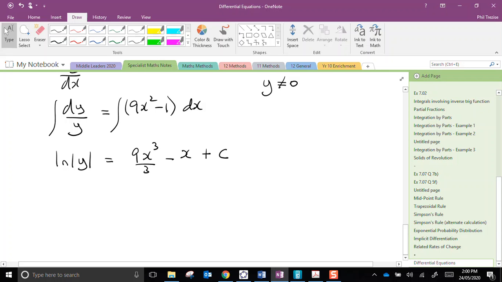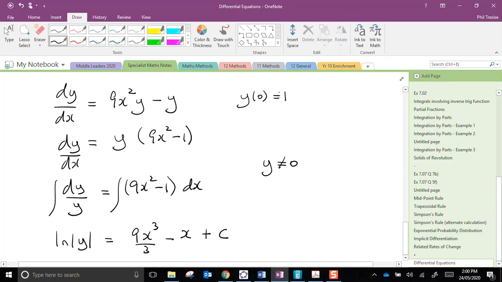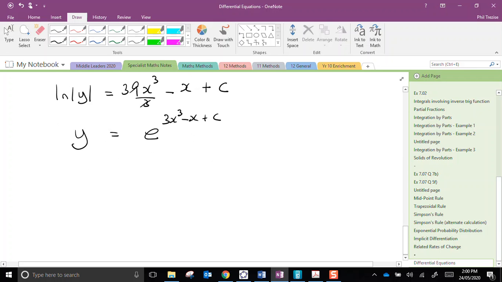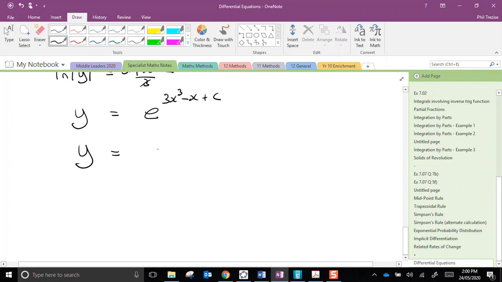Now, we were given an initial value over here that y equaled this. So let's keep going. I note here that 9 divided by 3 would be 3x cubed. So writing this in exponential form, y would equal e to the power of 3x cubed minus x plus c. Now we saw this in the last one. This is better off as y naught e to the 3x cubed minus x, where y naught just represented the constant e to the c.